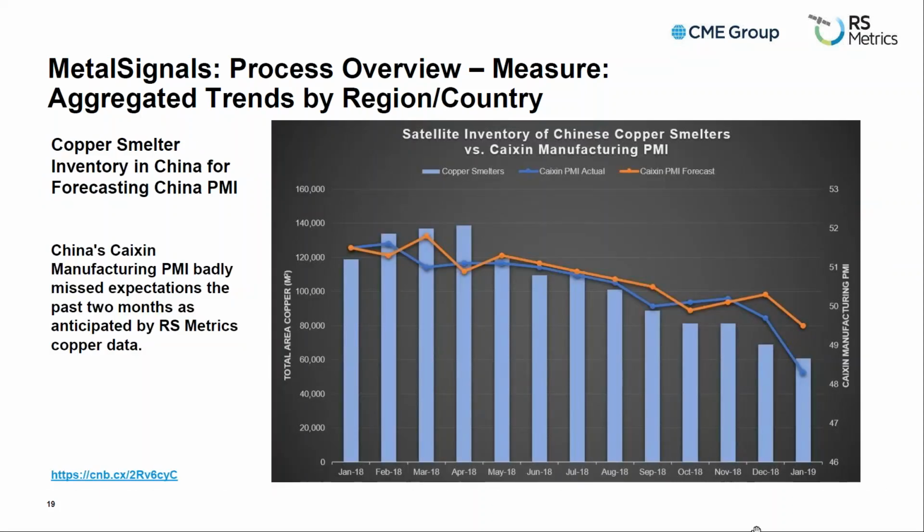Just a couple other quick use cases in measuring, also in China, which is of interest these days. The blue bars here are showing, again, RS Metrics Chinese copper smelter inventory sitting at the smelters in China. And we're just showing that it forecasts PMI as well for China. The Caixin PMI missed the expectations in the last 2 months. That's the orange line. The blue line is what was actual.